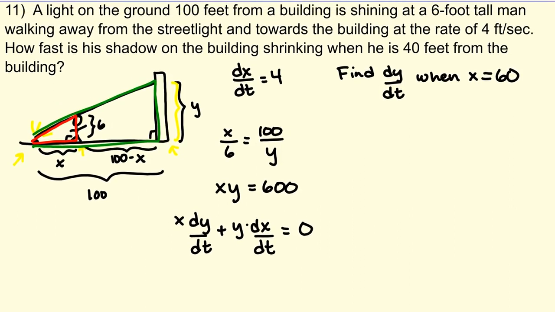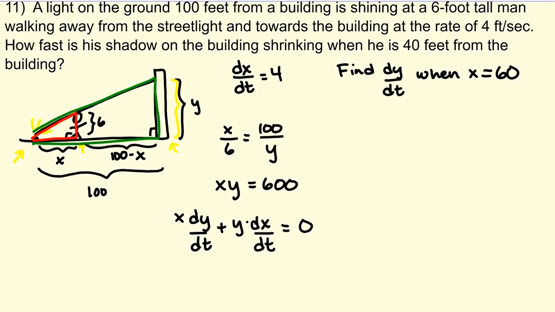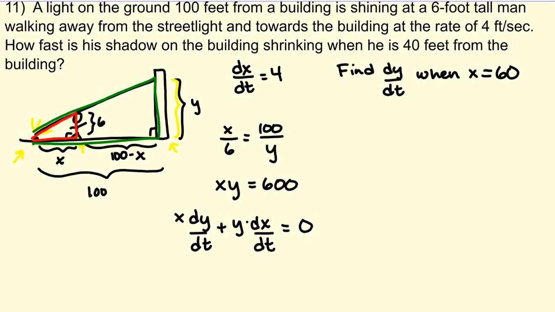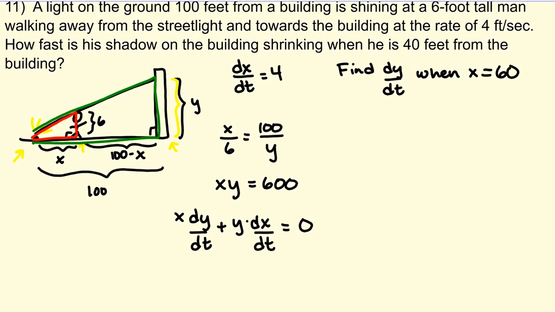Okay, so do we have everything we need to solve for dy/dt? Well, we do have dx/dt, and it's supposed to be happening when x equals 60, but we need to know y. So let's figure this out. So we can go back to our proportion, and we can put 60 in there for x and solve for y.